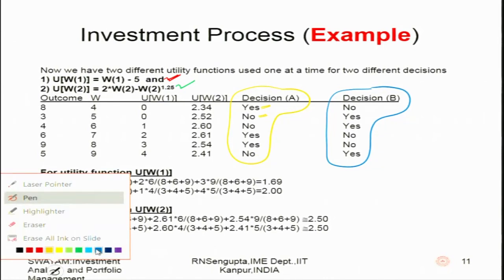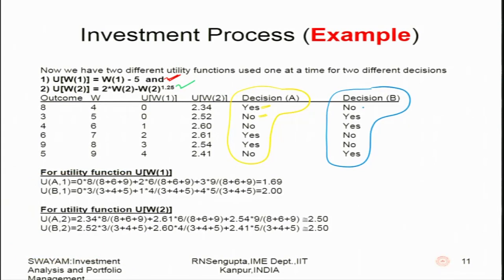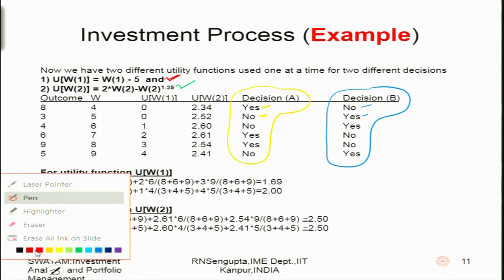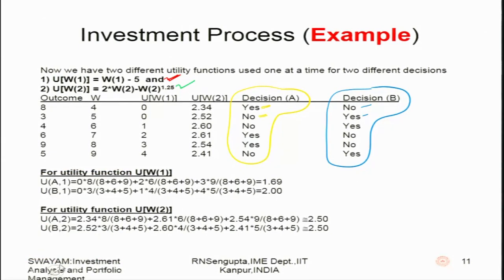Similarly, when I go to decision B, correspondingly you have no first, then yes, third one a no, then a yes. So, what does it mean? If I now go to the first column, which is the outcome, let me mark the outcome using light green.